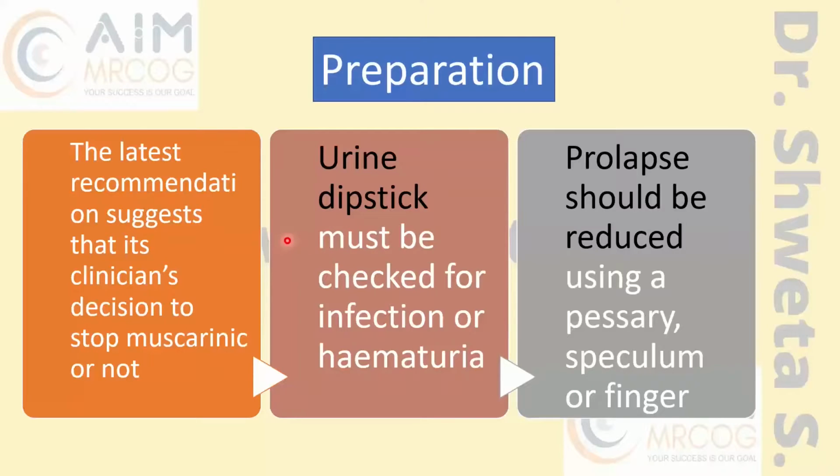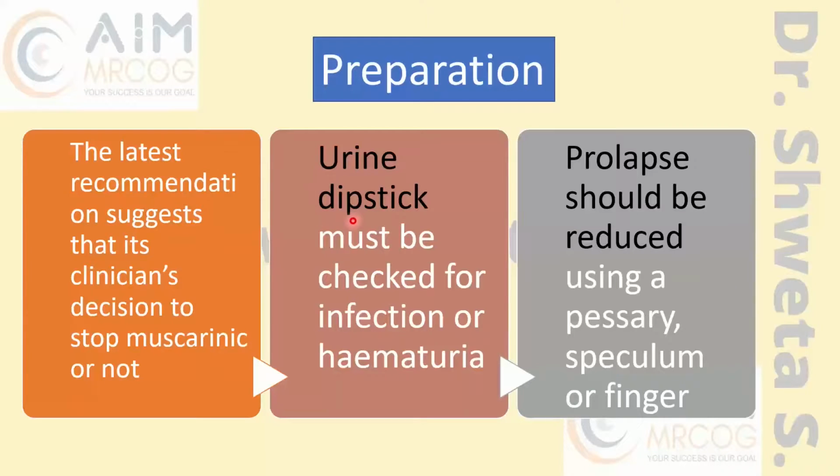Now earlier there were recommendations that you have to stop the muscarinic drugs. But now the latest recommendation says that it is not necessary. Because if she's taking some drug, she's going to take it later also. That is for her health condition. So whatever symptoms she's getting, if that is because of that drug also, you want to check how severe it is. So it is a clinician decision. It is not 100% that you have to stop the muscarinic, which was the norm earlier. The latest recommendation says that it is your choice if you want to stop the muscarinic or not.